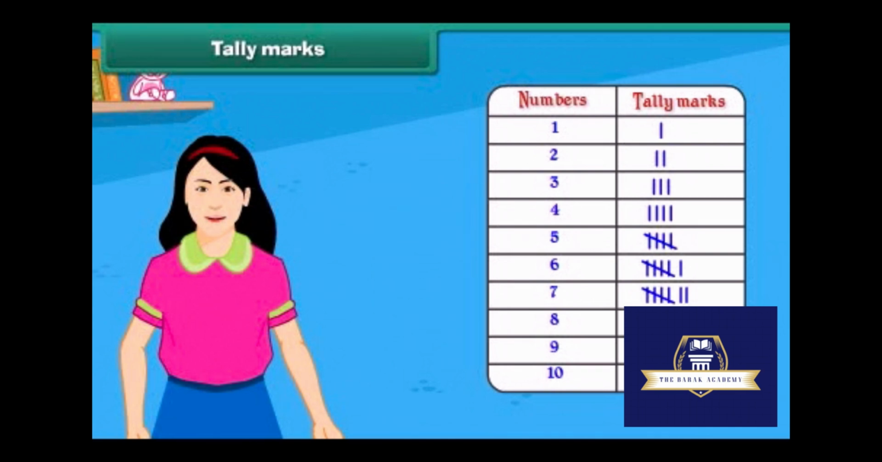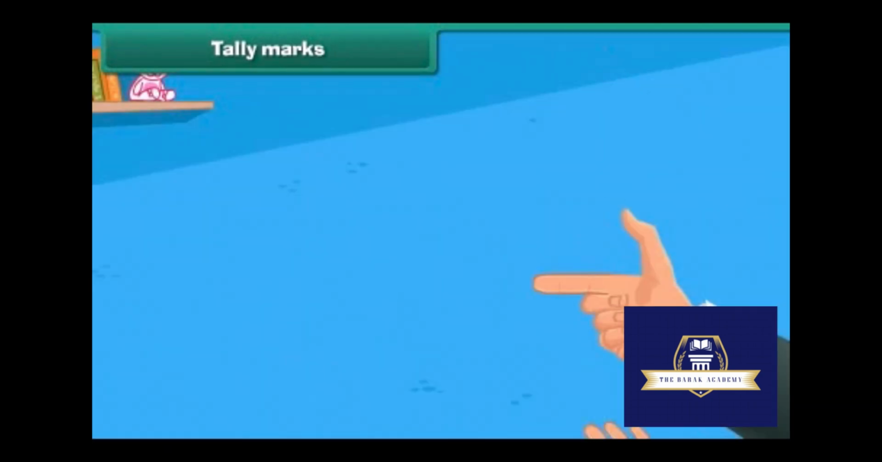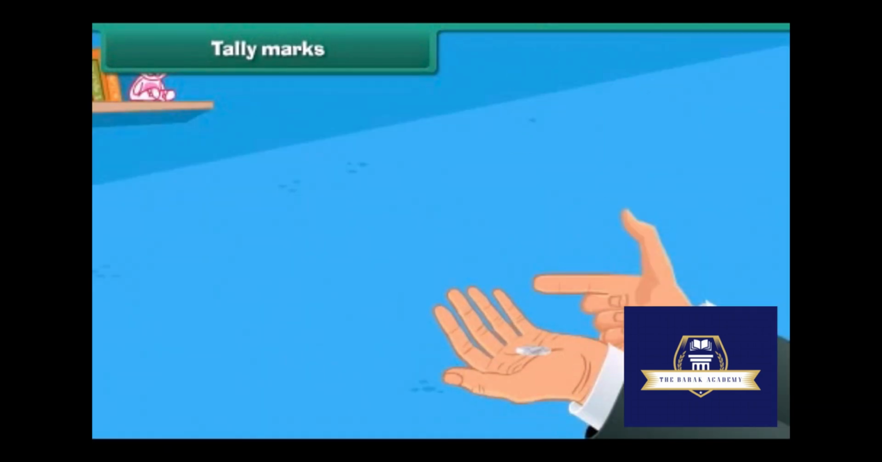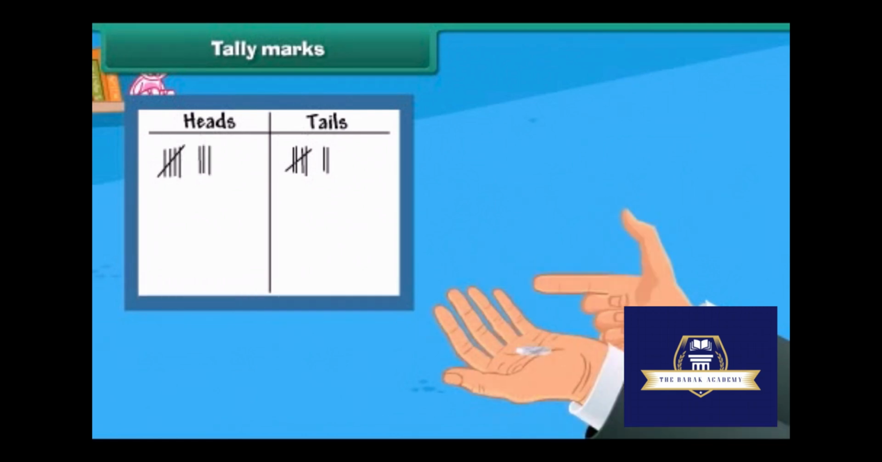For example, to count 3 mangoes, we make 3 tally marks. Let's do an activity to prepare a tally chart. Flip the coin and see what side of the coin appears. Is it heads or tails? Mark it in the table as shown. Continue to flip the coin for 25 times and for each time, mark the reading in a table.